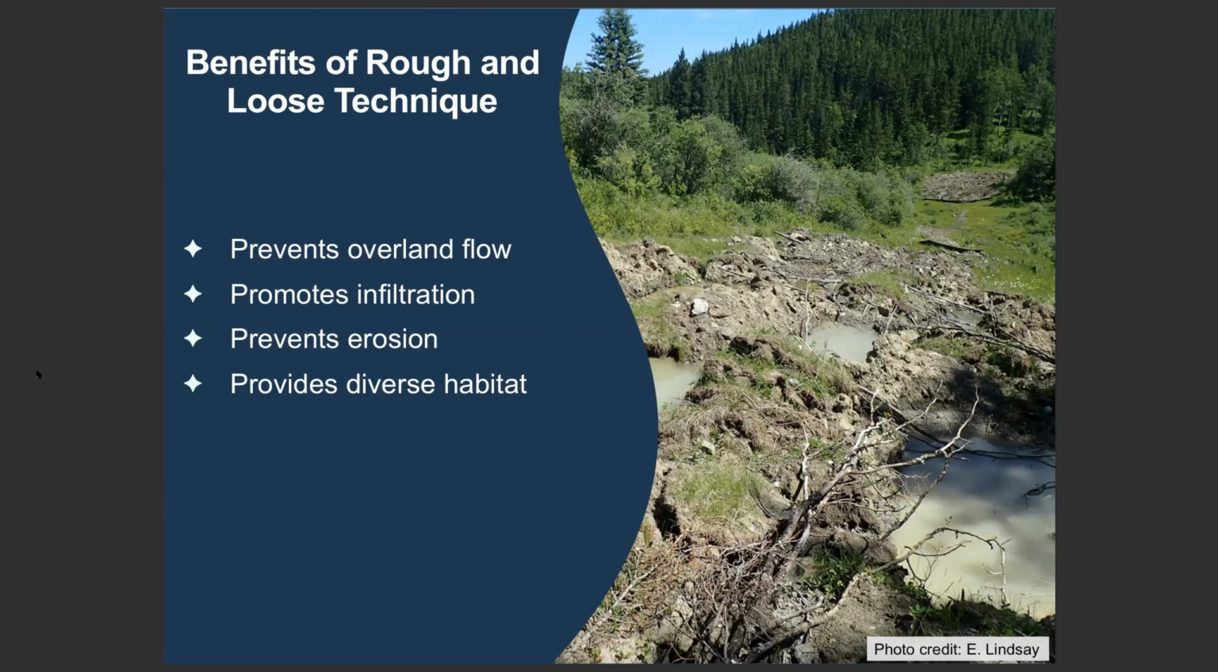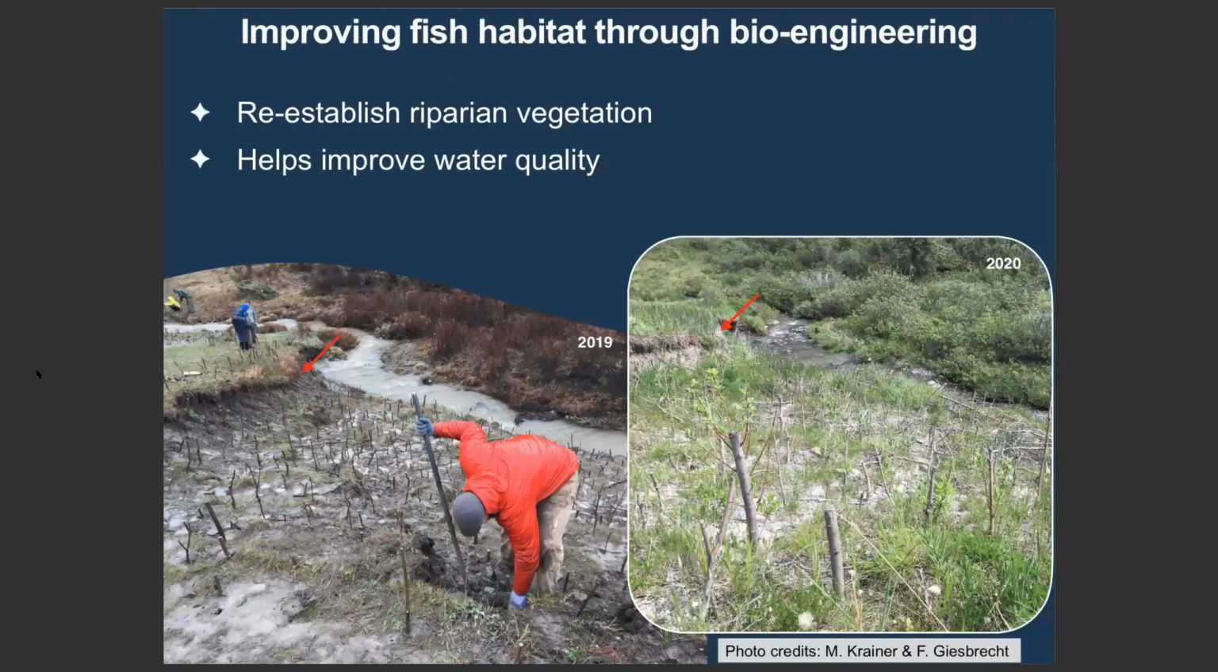It prevents erosion, even though that might be counterintuitive, and it provides diverse habitat. The holes have a lot of moisture, and the tops of those mounds are drier sites for different types of plants. So it helps to reestablish riparian vegetation, and it helps to improve water quality. As you can see here on the photos on the bottom, there's a site in 2019 and a lot of surface runoff. And this is the same site on the right side 1 year later, with a lot of the willows having started to grow, as well as other pioneering species filling in between.